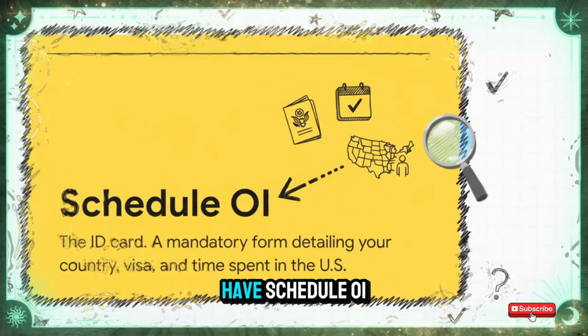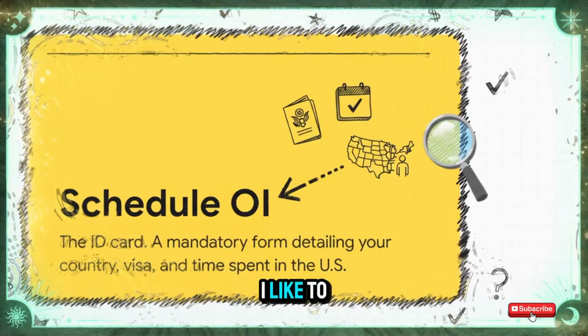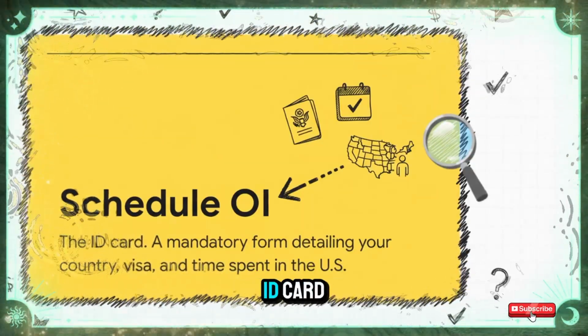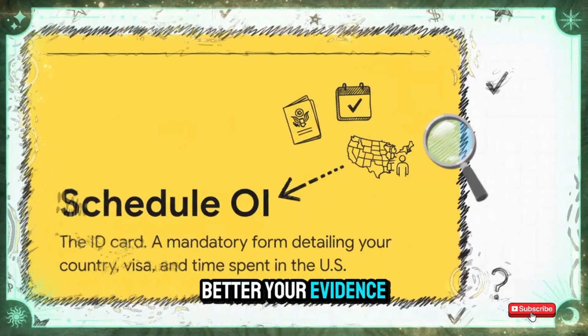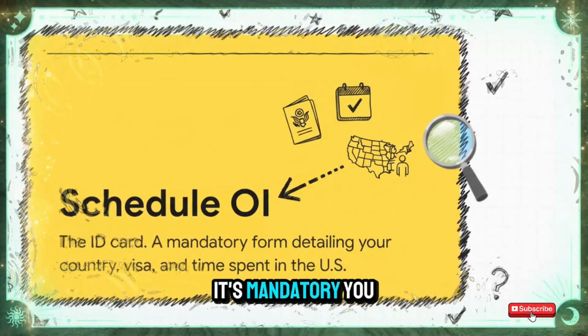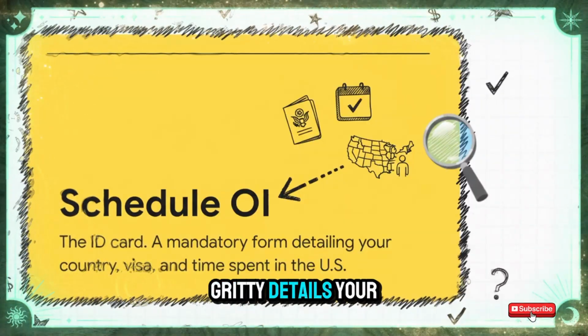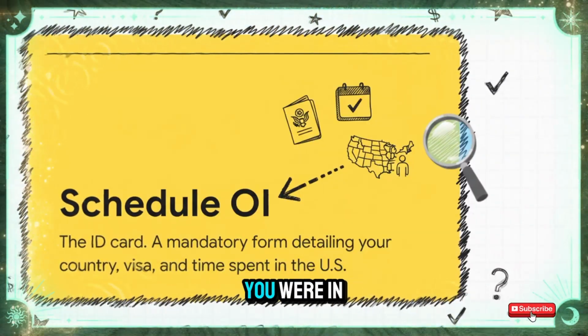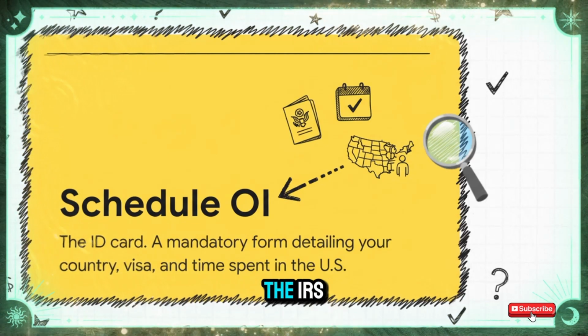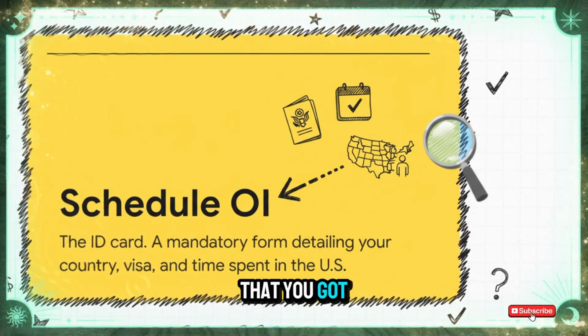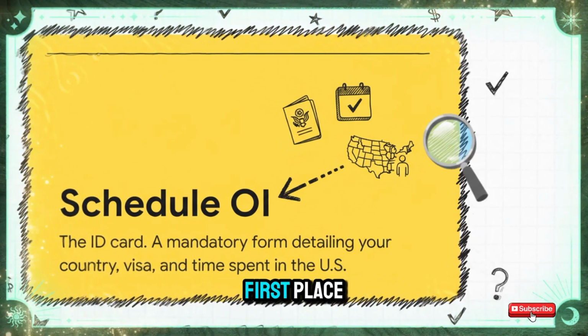And finally, we have Schedule OI. I like to think of this as your tax ID card, or maybe even better, your evidence locker. It's mandatory, you can't skip it. And this is where you provide all the nitty-gritty details. Your visa info, the exact days you were in the US, all the proof the IRS needs to verify that you got your non-resident status right in the first place.